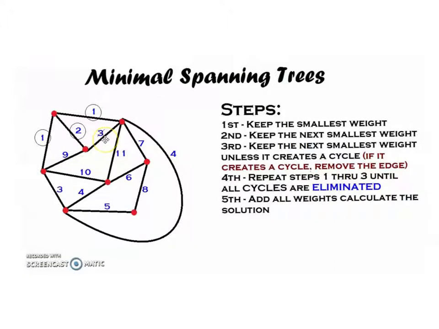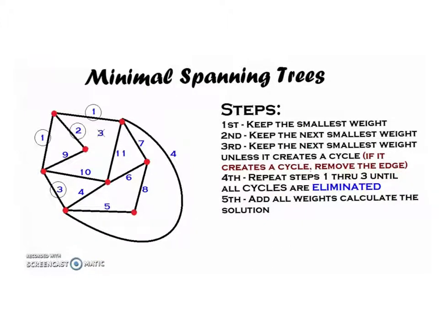However, when we look at this weight of 3, we cannot keep that one because it's going to create this cycle here, this little triangular enclosed figure. So we have to remove that edge with the weight of 3. We can move on. There's another edge with a weight of 3. We can keep that one because there was no cycle that was created there.